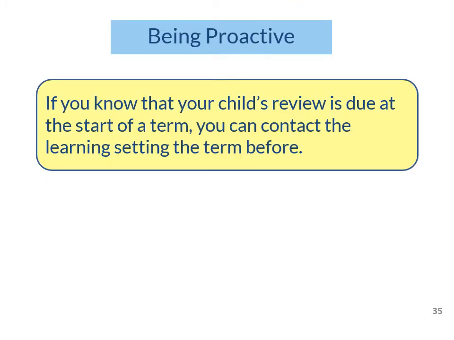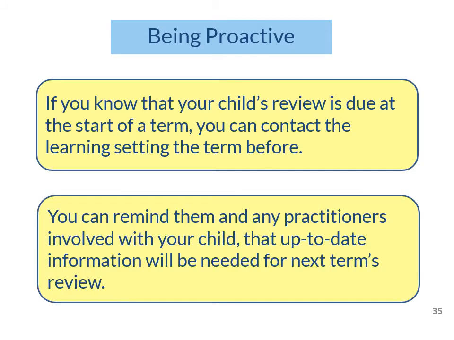If you know that your child's review is due at the start of a term, you can be proactive in the term before. You can remind the learning setting and any practitioners that you know are involved with your child that up-to-date information will be needed for next term's review, and ask them if there's a form that they would like you to use so that everyone's information can be shared 2 weeks before the meeting. And remember, you can download the form yourself from the local offer.